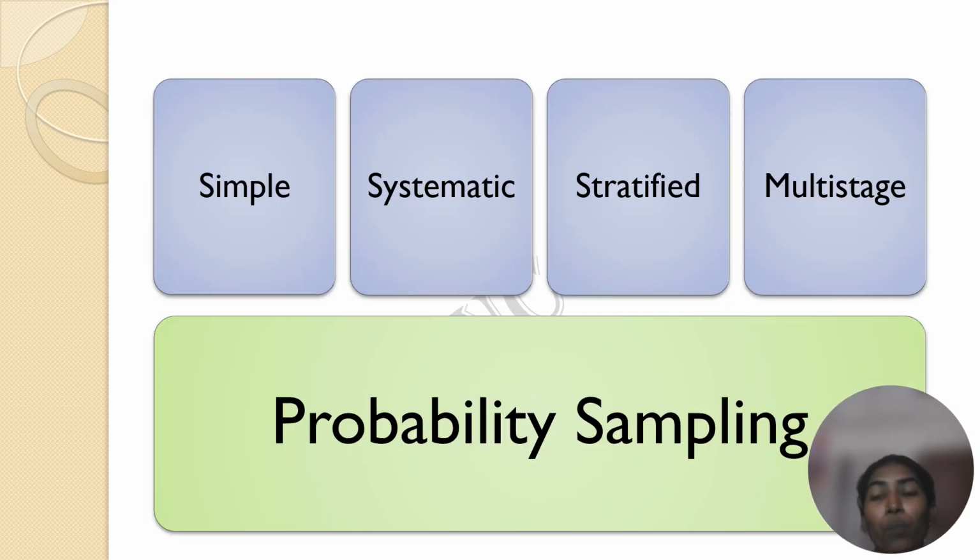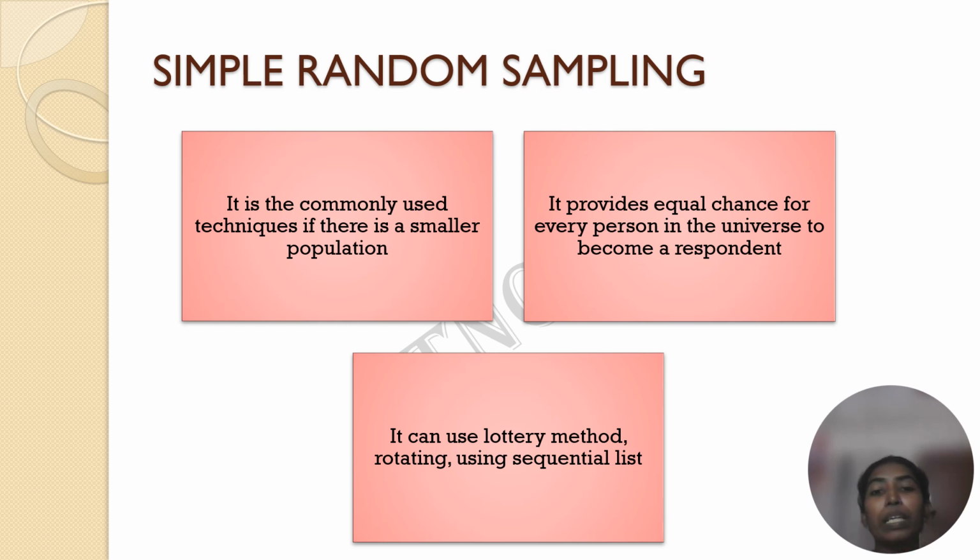So now we are going to look into the different types of sampling techniques. First, we are going to look into the probability sampling. These are the four widely used probability sampling techniques. The first is simple, next systematic, stratified, and then multi-stage. So simple random sampling.